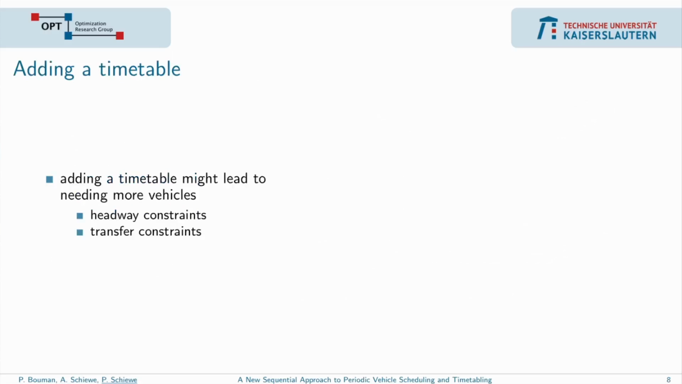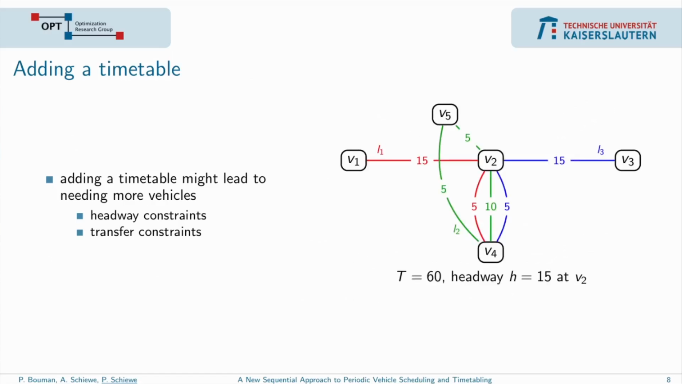As I mentioned before, the number of vehicles computed in the vehicle scheduling step might not actually be attainable when we add the timetable, because what we are adding in this step is our headway constraints and transfer constraints. And here we have an example where we have an infrastructure network with 3 different lines. So one line here, and one line here. And all of these lines are meeting at one station V2, where we have a headway of 15 minutes with a period length of 60.